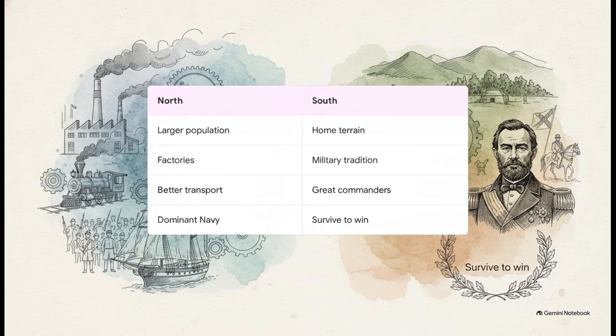On the flip side, the Southern advantages were largely strategic. They were fighting on their own home terrain, they had a very strong military tradition, and they had some truly great commanders like Robert E. Lee and Stonewall Jackson. But honestly, the most fascinating piece of evidence here, the National Archives notes the South could win the war simply by continuing to exist after hostilities ended.